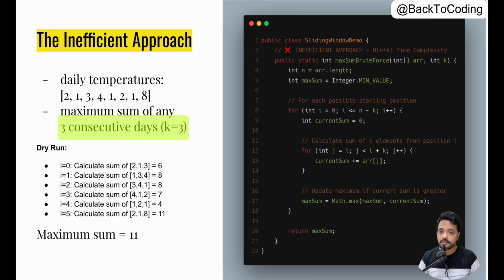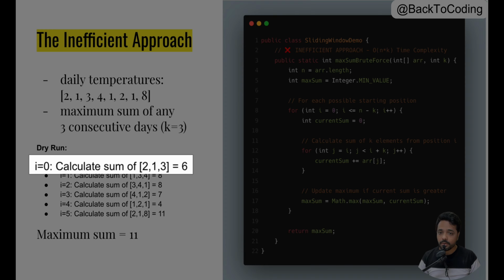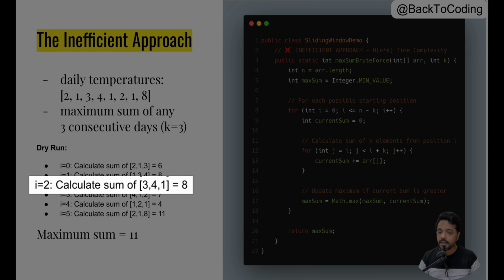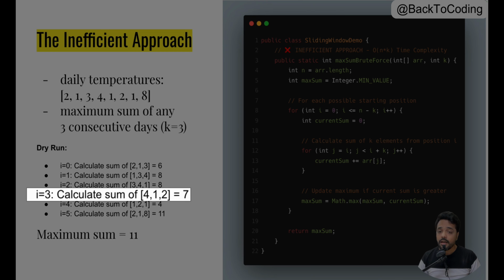Let's dry run it. When i equals 0 and we calculate the sum of 2, 1, 3, we get 6. When i equals 1 and we calculate the sum of 1, 3, 4, the sum is 8. When i is 2, we calculate the sum of 3, 4, 1, we get 8. When i is 3, we calculate the sum of 4, 1, 2, we get 7. When i is 4, we calculate the sum of 1, 2, 1, we get 4. When i equals 5, we calculate the sum of 2, 1, 8, we get 11. So we get the maximum sum as 11.